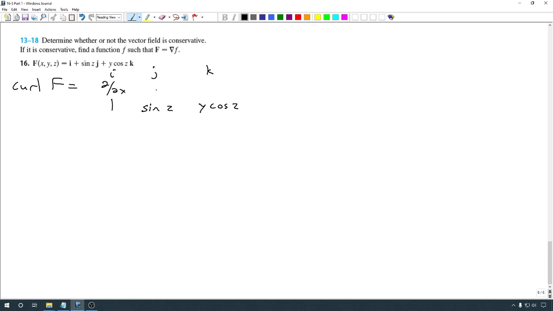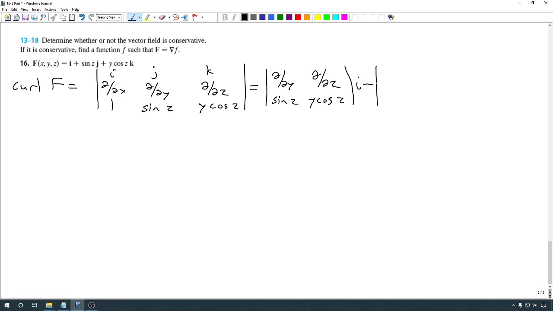Derivative with respect to x. Derivative with respect to y. Derivative with respect to z. That turns into, we have sine z, y cosine z, cosine z, with respect to y, with respect to z, minus, then we have 1 and y cosine z, and finally we have 1 and sine of z.